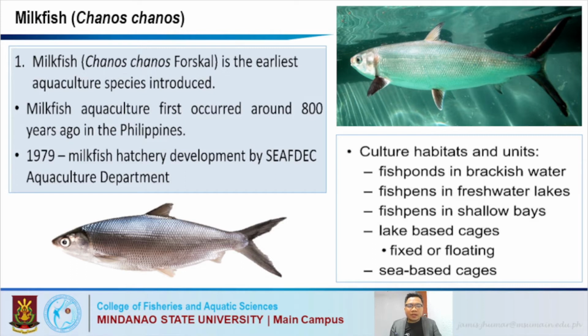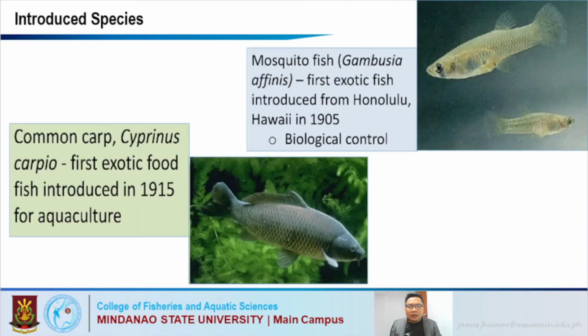Now, what are the biological requirements, or the culture habitats and units, of this particular aquaculture species? Basically, milkfish can be grown in fish ponds in brackish water. They could also be grown in fish pens in freshwater lakes and fish pens in shallow lake-based cages, either fixed or floating. And sometimes they are cultivated in sea-based cages. Given that milkfish are considered euryhaline, meaning they can adapt to a wide range of salinity, they are more adaptive to different salinity levels. So we term that a euryhaline species, meaning they can adapt to a wide range of temperature, I mean salinity, rather.